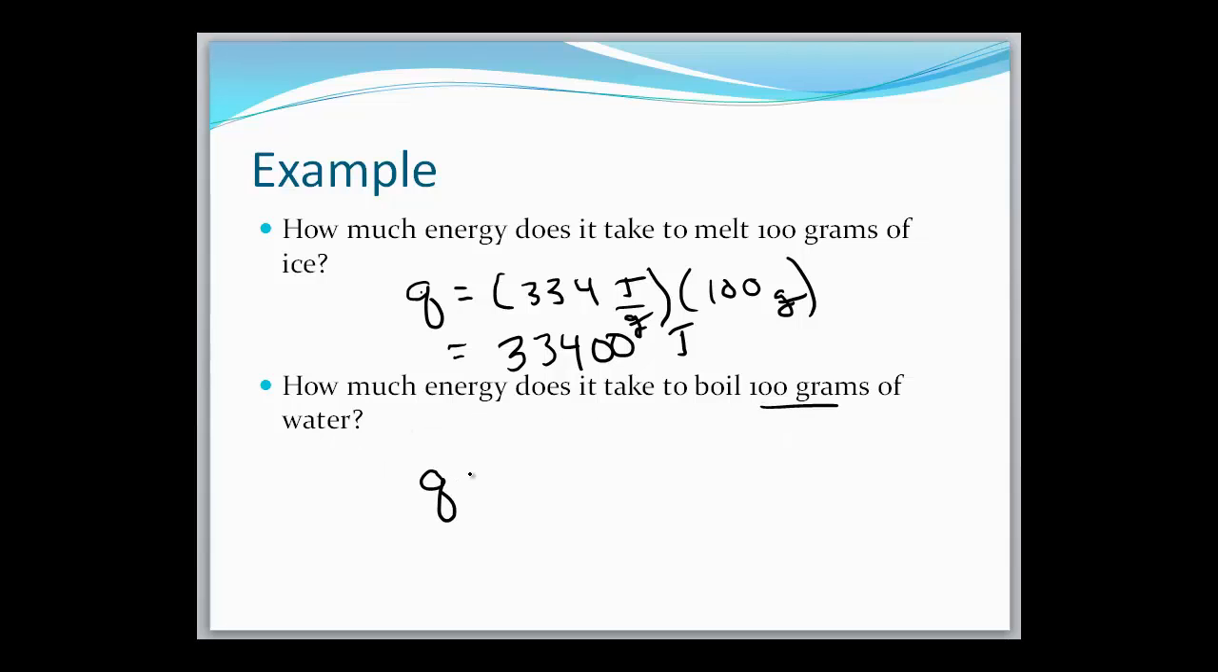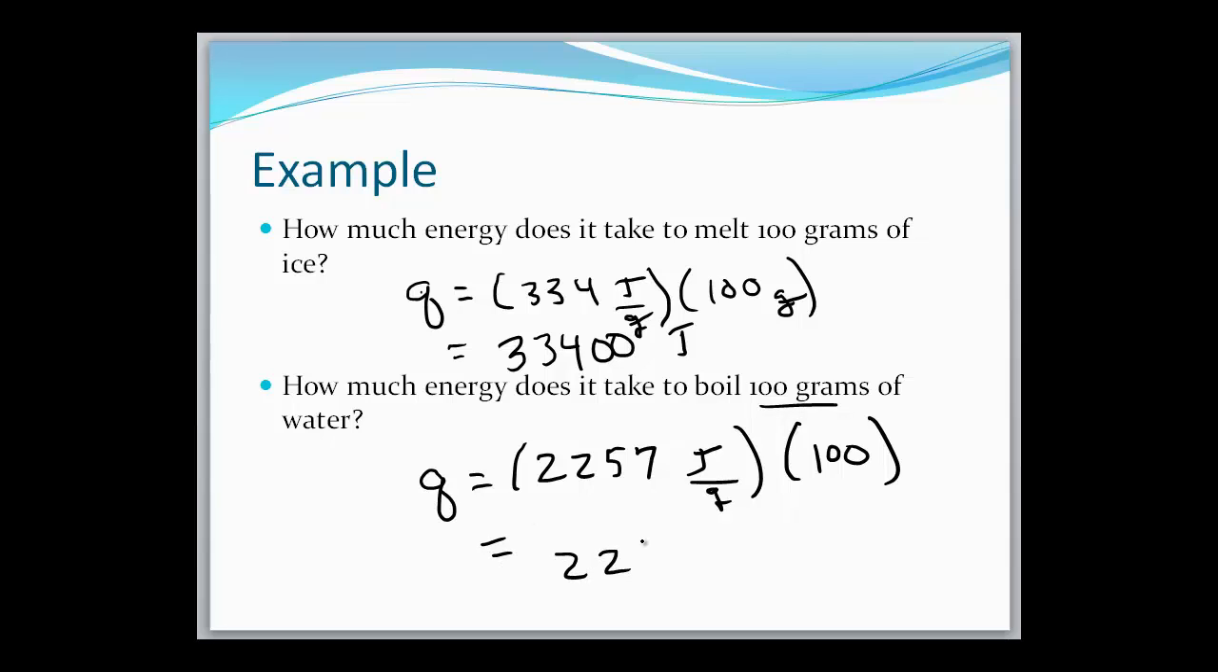If we were going to calculate how much energy it takes to boil 100 grams, we would simply have Q is equal to delta H of vaporization, and I believe we said that was 2257 joules per gram times 100, so we have 225,700 joules. And as you can see, it takes much more energy to boil the water than it does to melt the water. And you probably knew that intuitively already.